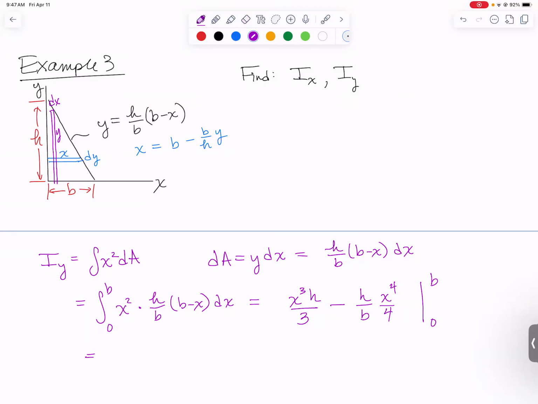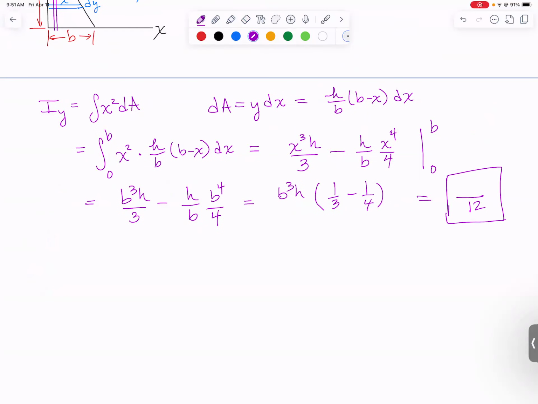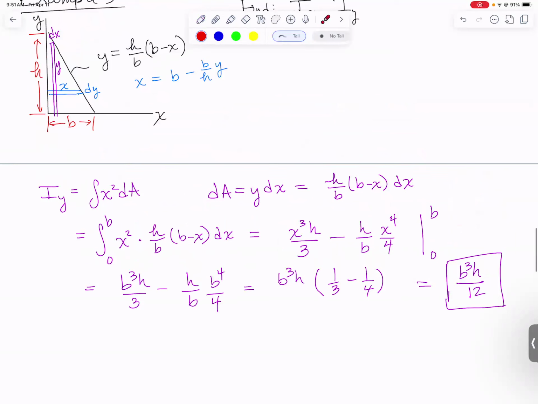First term is going to become b cubed h over 3 minus, and then we've got h over b times b to the 4th over 4. So this is b cubed h times 1/3 minus 1/4. If you get common denominators, that comes out to be b cubed h over 12. Okay, that is the moment of inertia about the y-axis of a triangle right here.